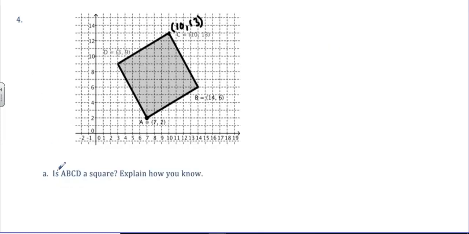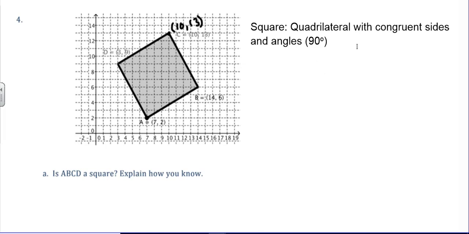For number 4, we need to determine if ABCD is a square and explain how we know. Well, squares have the properties of the rectangle, which is a quadrilateral with 4 right angles, and it also has the same properties of a rhombus, which means that all of the sides have to be congruent to each other. Squares are quadrilaterals with congruent sides and angles. With the congruent angles, each angle has to equal 90 degrees. So let's take a look at this quadrilateral.